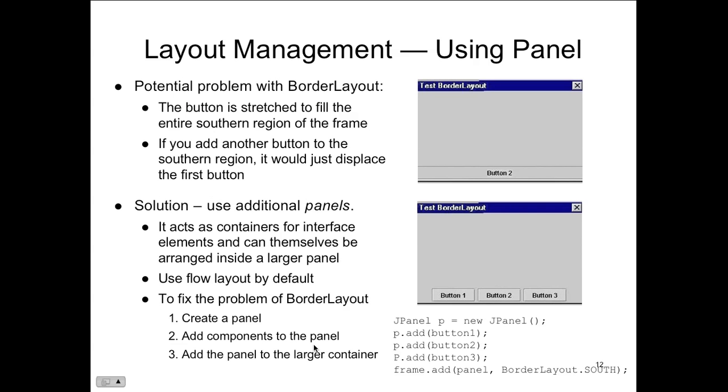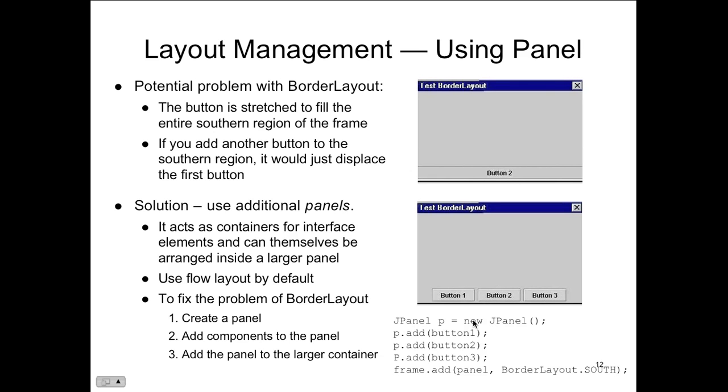So here we can use the solution of additional panels. A panel acts as a container for the interface elements, and those can themselves be arranged inside a larger panel. So we can put panels inside of panels, nest them, so we can essentially apply the right layout to the right sections or subsections of the same screen. To fix the problem, to make it look like this, as an example, put some spaces in here and center it. We create a panel. We add the components to the panel. Then we add the panel to the larger container. The code for that would be to create a JPanel p, the new panel.